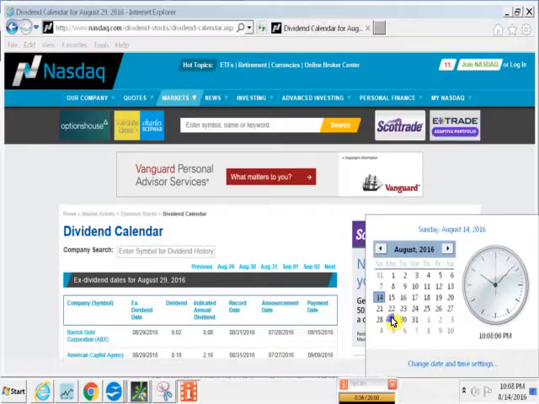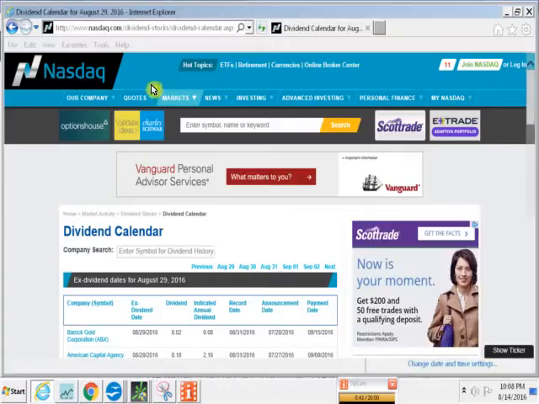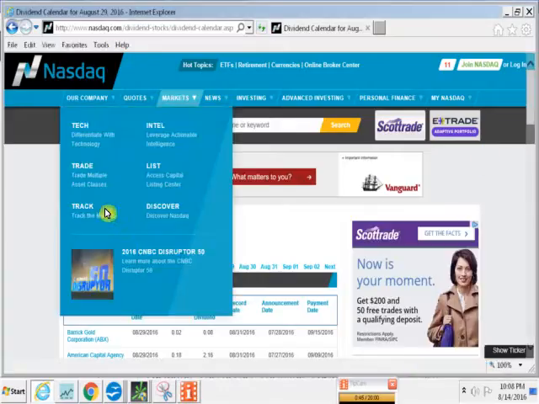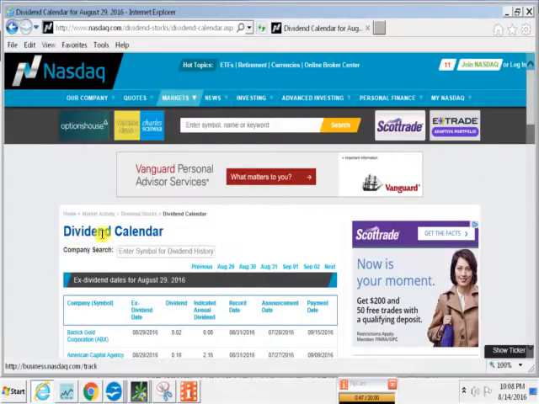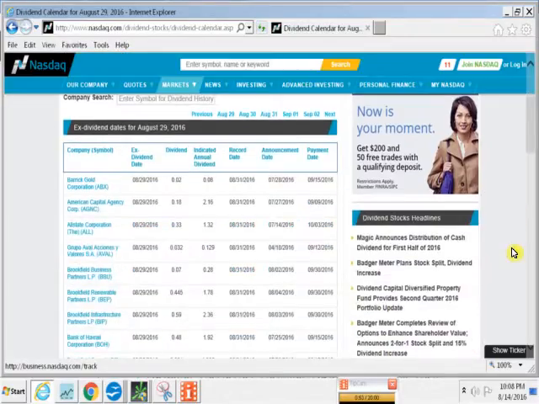I'm going to show you where I get my stock list from, and what the list looks like for this week. Over here at NASDAQ.com, under the dividend calendar section, it's going to tell you what stocks are going to be paying out a dividend in the next 10 days. August 29th specifically, we're looking at 53 companies.